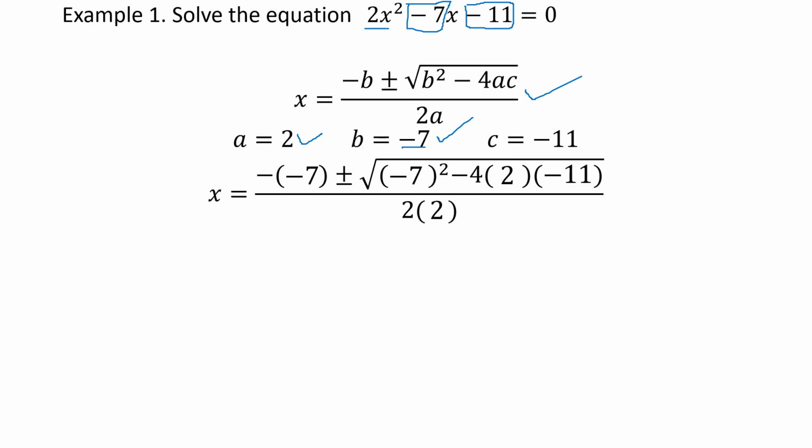Then from here, we can now simplify. Minus minus 7 will give us positive 7. So it is now 7 plus or minus. If we simplify the discriminant under the square root here, we'll find 137, and this is divided by 4.